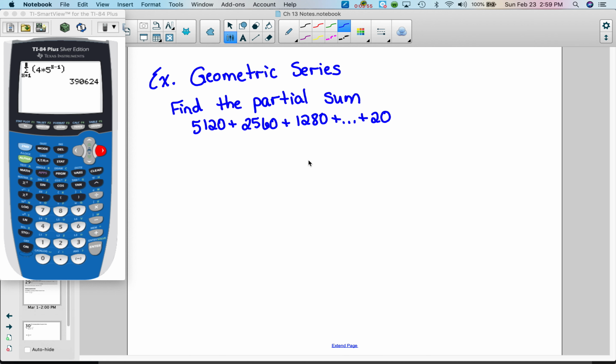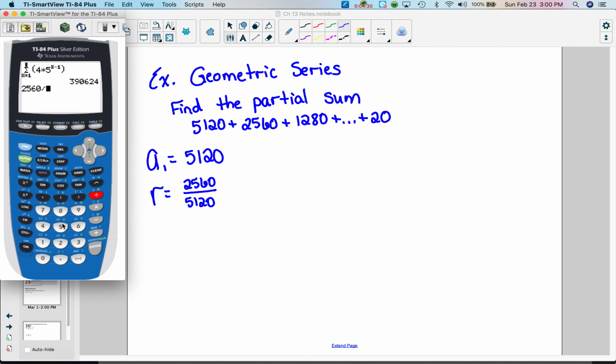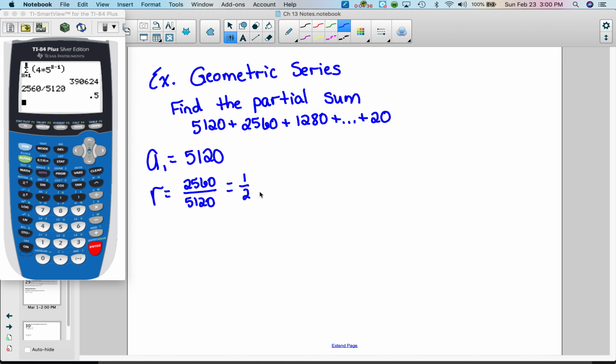So this particular problem is not in your packet, so you'll need to add that. I think there might be a blank page on the back that you could add this to. So we are going to find the partial sum, but what we do know, I always start by writing down what I know. I know that a sub 1 is 5,120, and these are terms of a geometric sequence, which means I can figure out r by taking 2,560 and dividing by 5,120. And when you do that, you get 0.5 or 1/2. So that's my value of r.